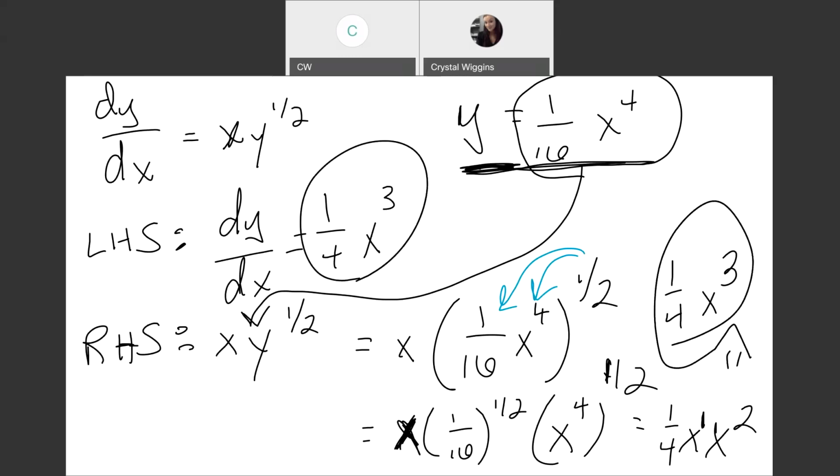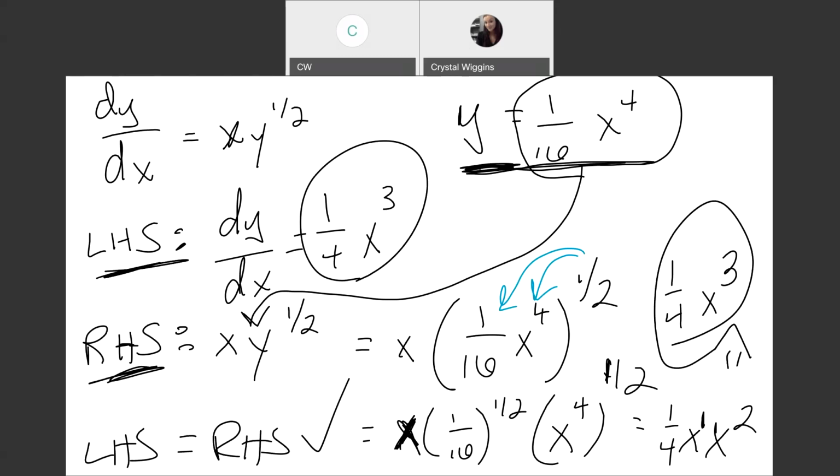Since my left-hand side of the equation successfully matches the right-hand side, I have completed my proof. I have verified that the given function is a solution to the given differential equation. Sorry for the messiness. It is not necessarily the easiest to draw on these whiteboards. Let's try the next example. So without jumping back to the PowerPoint, I am just going to jump to the next example.